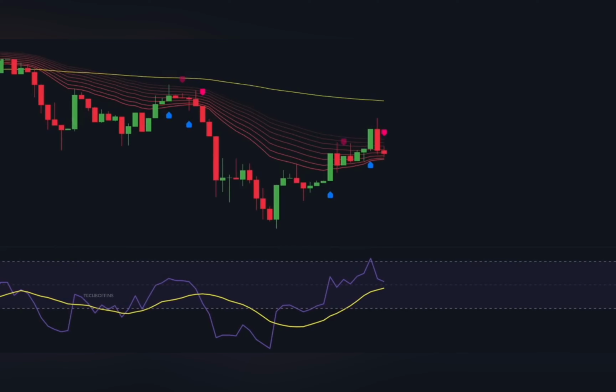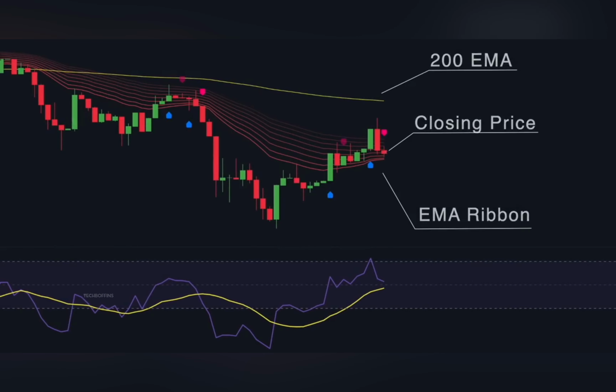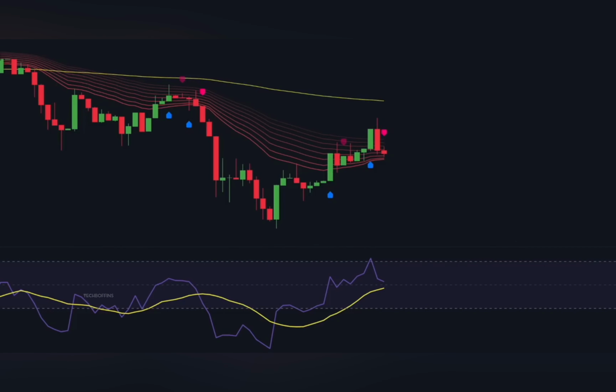For short trades, do the opposite. First, wait for the price and the ribbon to go below the 200-day moving average. The ribbon must turn red, and the price must return to the ribbon without exceeding the 200 EMA. During the retreat, the RSI must become overbought, then wait for machine learning to provide final confirmation.